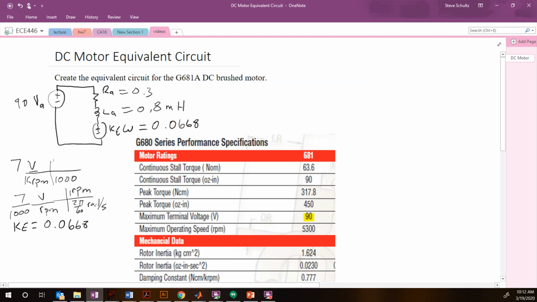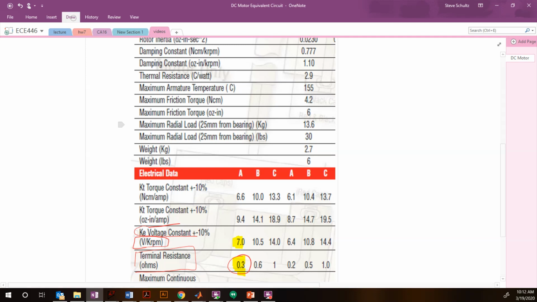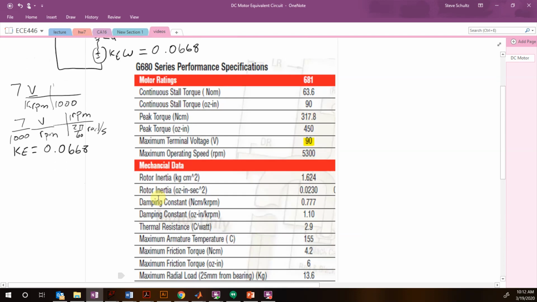The last thing that we need is our KT, and we want that in units. So here is our KT. We have it both in ounce inches or Newton centimeters. We want to keep it in these units, but we want to convert it into Newton meters instead. So this is a 6.6. We want to divide it by 100 to get it into Newton meters.